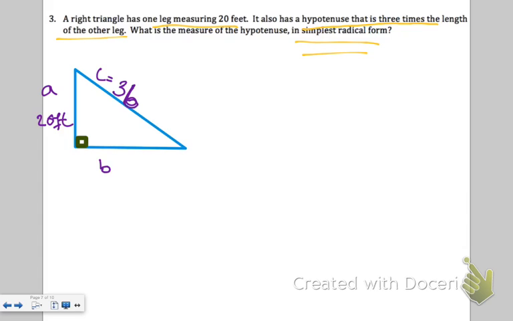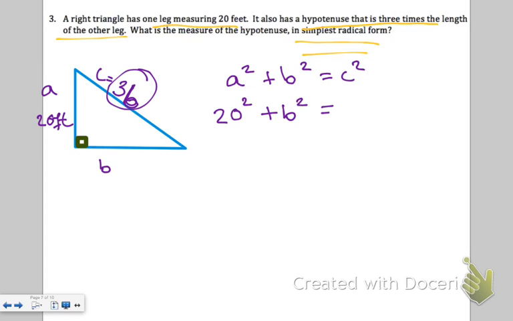So we're going to start by writing out the formula for the Pythagorean theorem. A squared plus b squared equals c squared, and we're going to substitute our values now. So for A, that's the first leg, which is represented by 20 feet. So we have 20 squared plus the unknown side for the second leg is b. So that's represented by b squared. And our hypotenuse is represented by 3 times the other leg. So 3 times b, right?